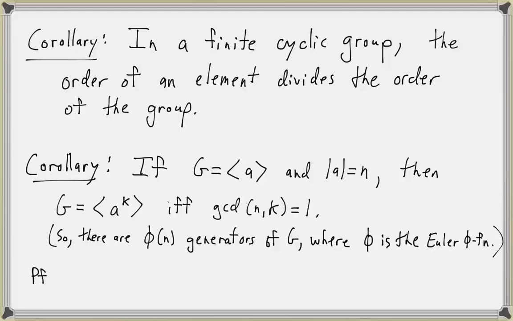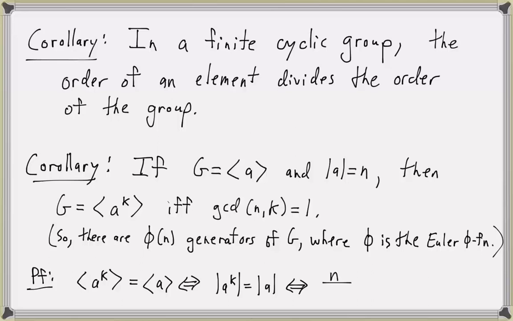And to give a quick proof, the cyclic group generated by a to the k equals the cyclic group generated by a if and only if the order of a to the k equals the order of a. But the cyclic group generated by a to the k has order n over the GCD of n and k, and the cyclic group generated by a has order n. So the only way this equation can be true is if and only if the GCD of n and k equals 1. So we see that the cyclic group generated by a has phi of n generators. So the generators are a to any power that's relatively prime to n.